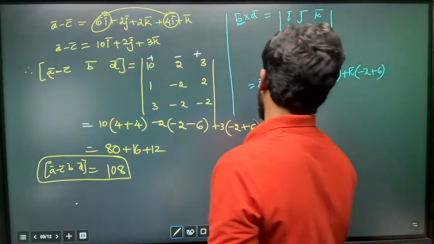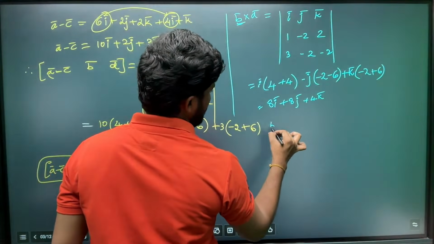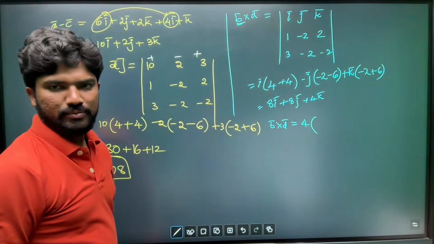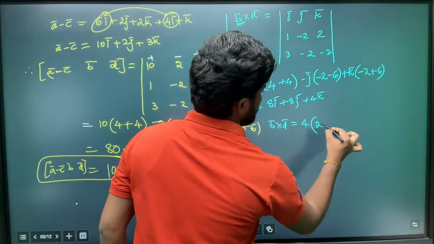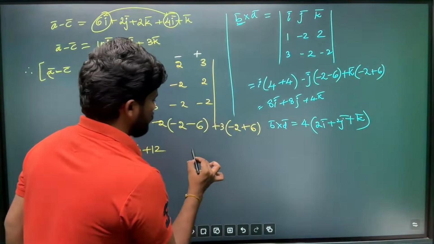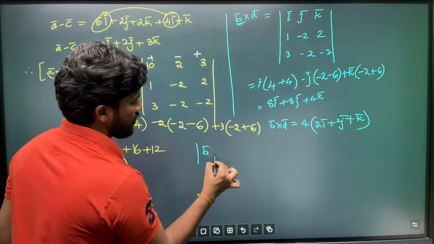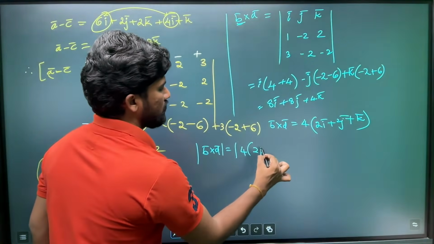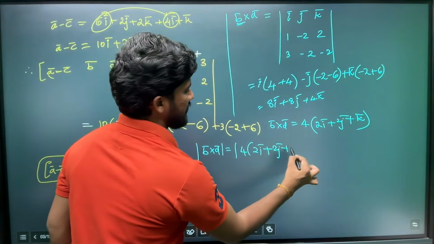This is b bar cross d bar. Now take 4 common. From b bar cross d bar I took 4 common. Why? Because of 8 plus 4. So 2i bar plus 2j bar plus k bar. So now find the box, modulus of b bar cross d bar is equal to mod 4 of 2i bar plus 2j bar plus k bar.